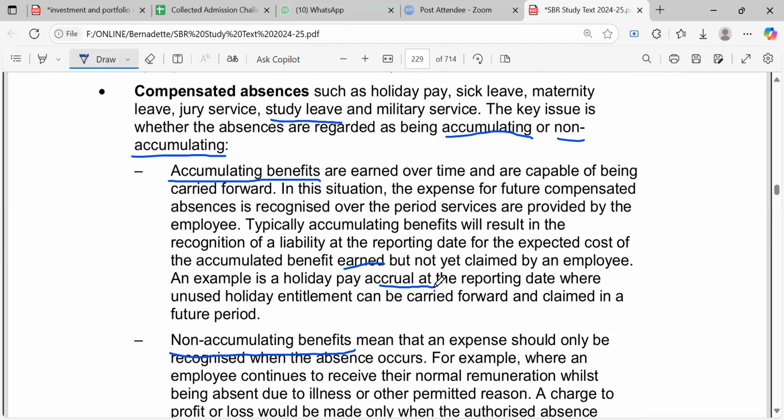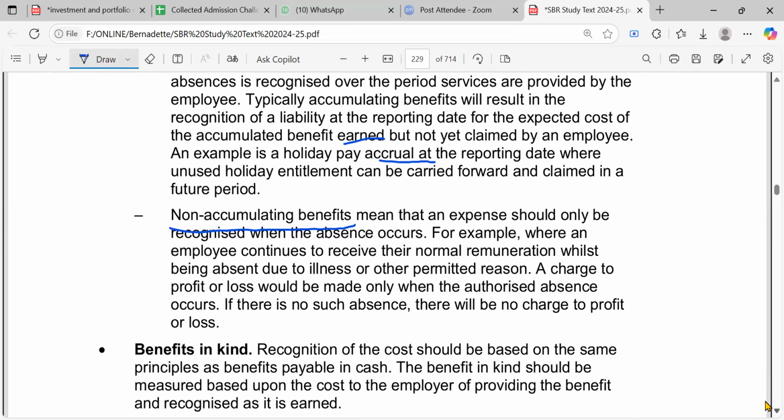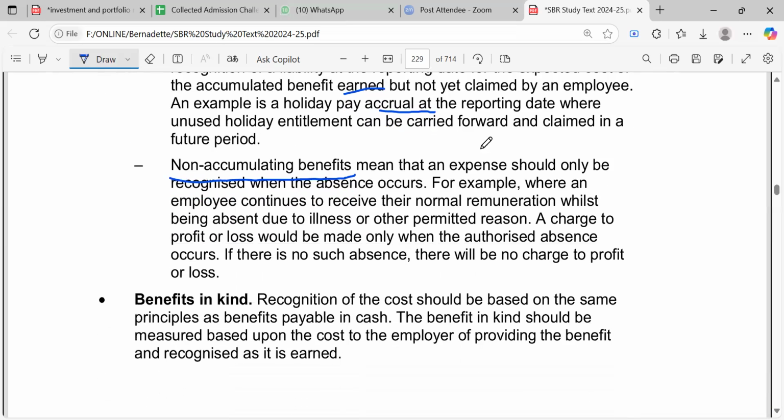It should be like an accrued expense where unused holiday entitlement can be carried forward and claimed in a future period. So you see, it's simple. It's like you are dealing with the accruals and prepayments topic here, just like we dealt with the defined benefit and defined contribution plan. So if it is not accumulating, things will be simple.